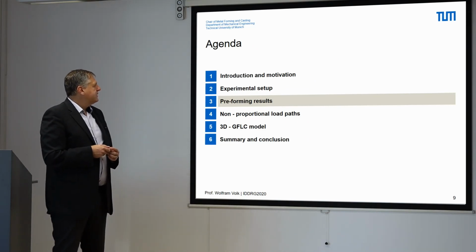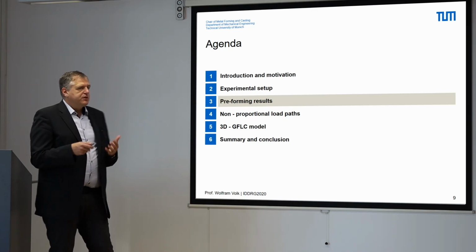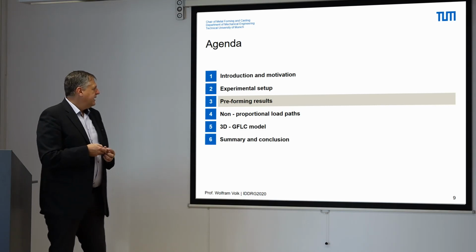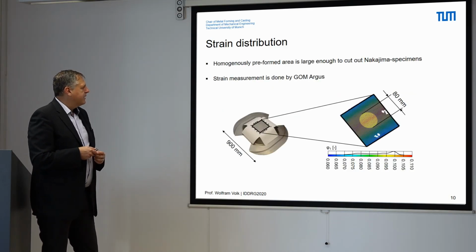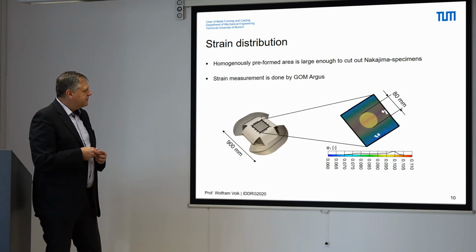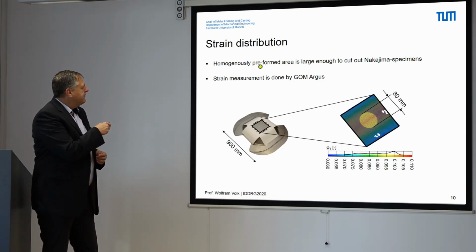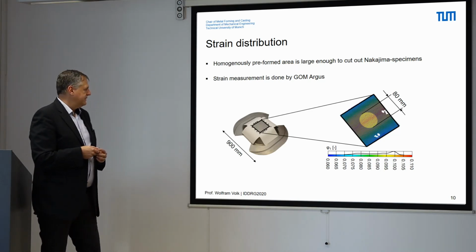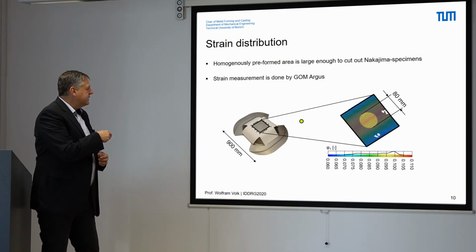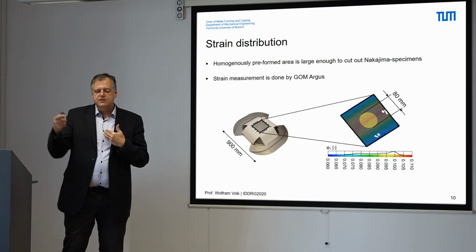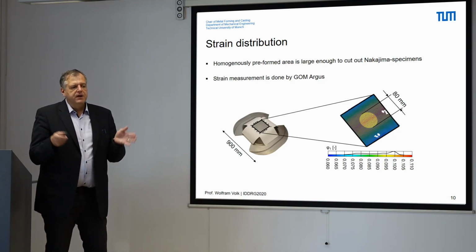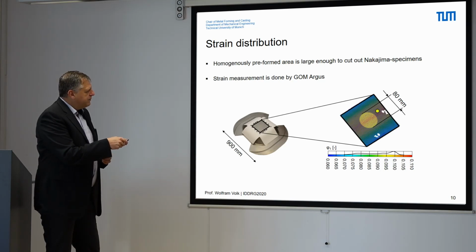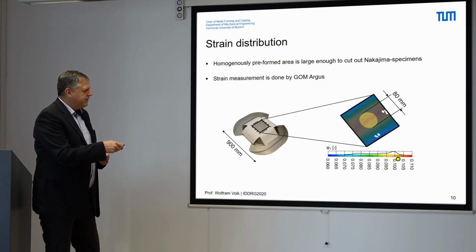First, we have to analyze the preforming results to confirm that we have a sufficient homogeneity of the preforming step. This was proven with an Aramis or Argus system from GOM. So we have a preformed area, and important is that it is large enough to do secondary tests. With the measurement in Aramis, you can prove the history, and with Argus, you can prove the final strain distribution. And here you can see that the homogeneity within 80 millimeters is very, very good.